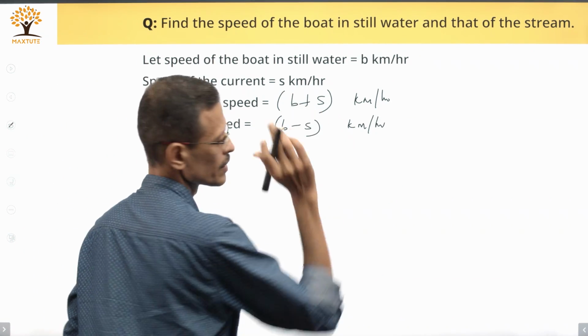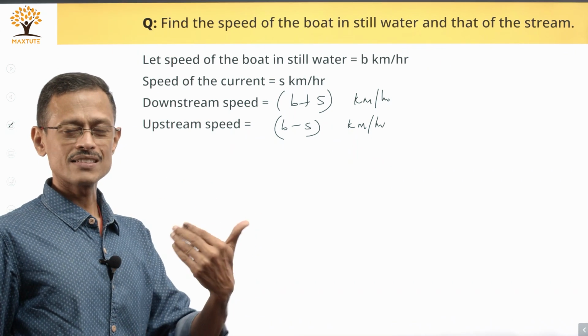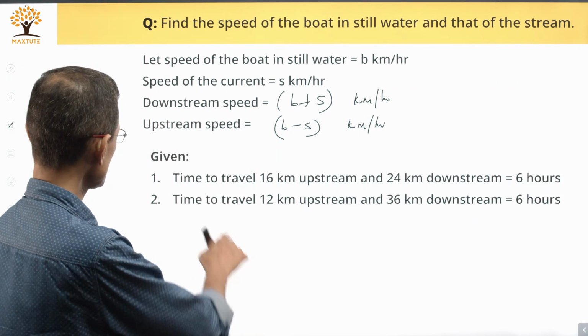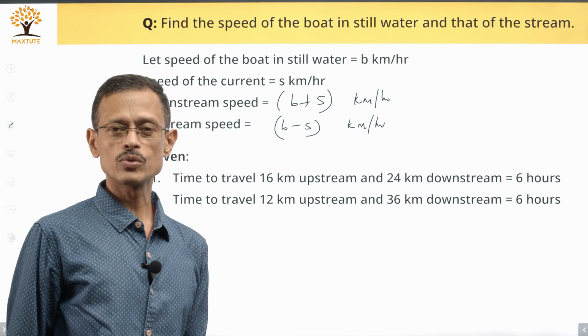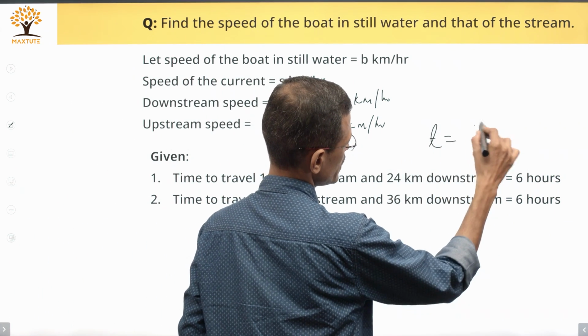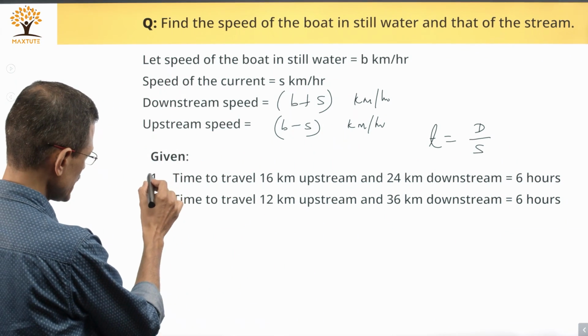Right. Let's plug in the data that we have. We have two pieces of information, right? Traveling some distance upstream, some distance downstream, it takes 6 hours. What is that information given? First part, 16 kilometers upstream, 24 kilometers downstream is going to be equal to 6 hours. Time taken to travel is equal to distance divided by speed. So we are going to frame an equation for this part.